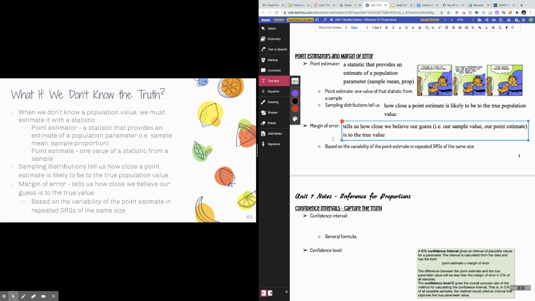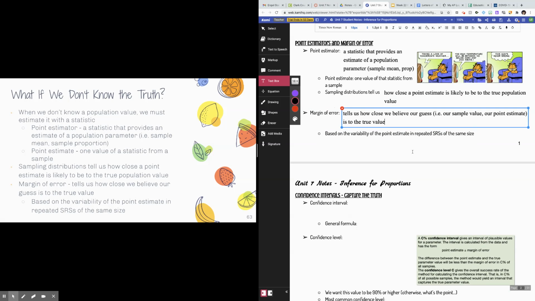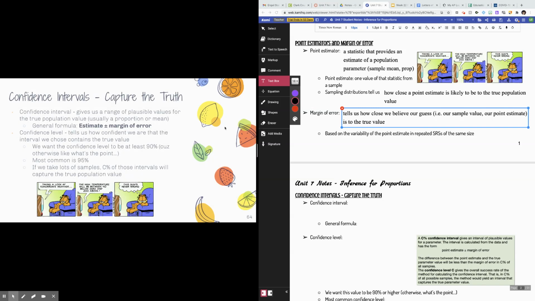The way we calculate margin of error is we use the variability of the point estimate in repeated simple random samples of the same size. That's like what we did in the last unit when I would have you run lots of simulations and we create a sampling distribution from that. So you're doing essentially the same thing here. Your margin of error is based on your range and your standard deviation in repeated simple random samples of the same size. Those are just some basic vocab. Now let's get into the meat of this, which is confidence intervals.